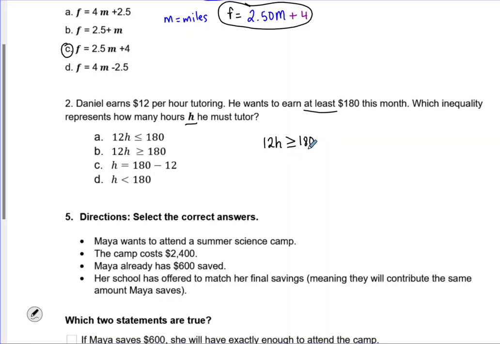So whenever you have an inequality, you can write it like this, or you can switch it around. You can write 180 first as long as you switch the inequality as well, and then you have 12h. So these two statements are the same thing. Let's see which one we have. B. And that's that.